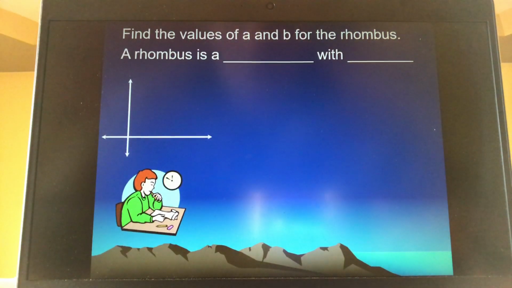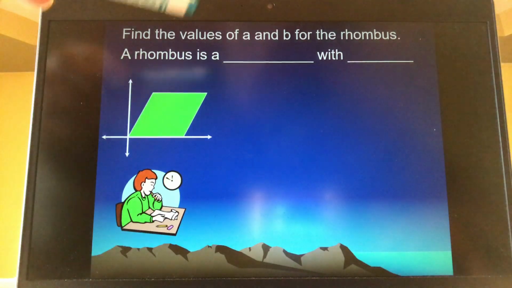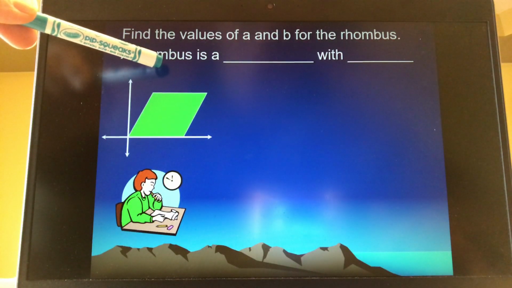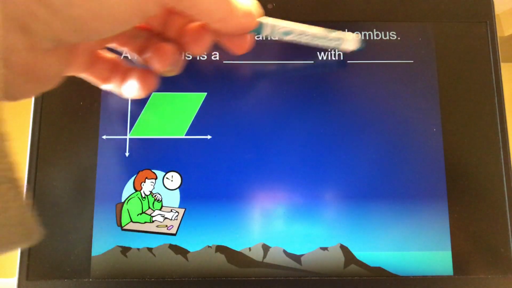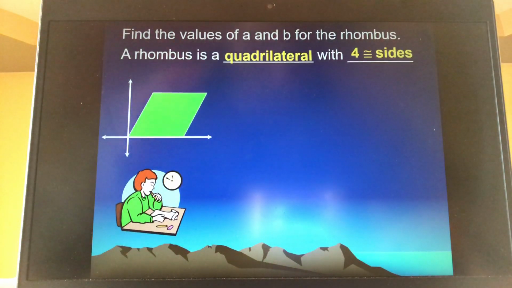I got one more kind of like that. If you remember what a rhombus is, a rhombus looks something like that. A rhombus is like an equilateral triangle, except it has 4 sides. And it says here, a rhombus is a blank with blank. That's my little review here. It's a quadrilateral because it's got 4 congruent, 4 equal sides. Hopefully that makes sense.